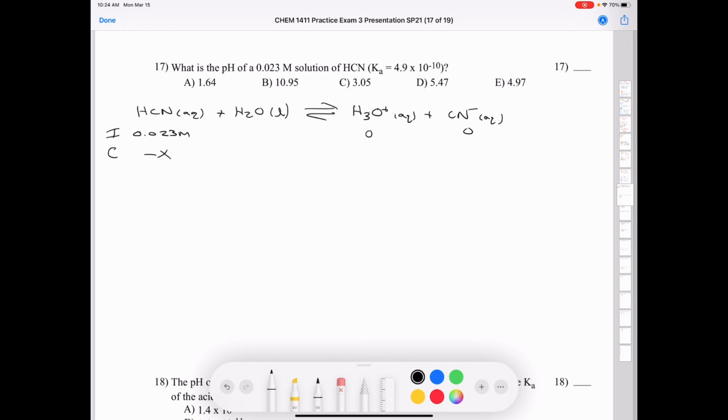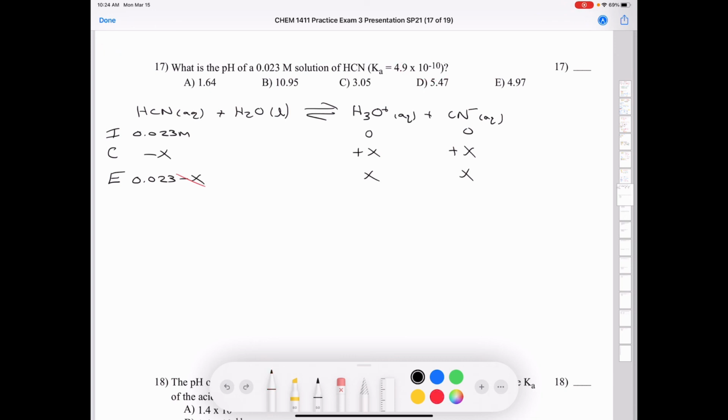We're going to lose a certain amount of our hydrocyanic acid. We're going to produce the same amount of hydronium and cyanide ions, and at equilibrium we're going to have 0.023 here. We're going to have X here and X here. The reason I'm ignoring the minus X is because the initial concentration of my weak acid is greater than 100 times the Ka, which would be 4.9 times 10 to the negative 8.